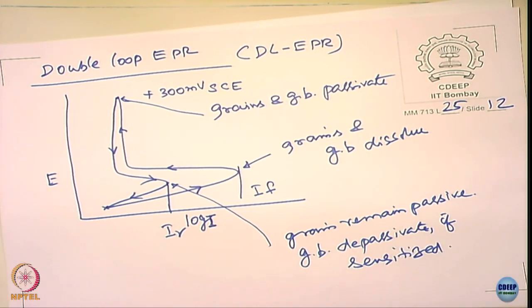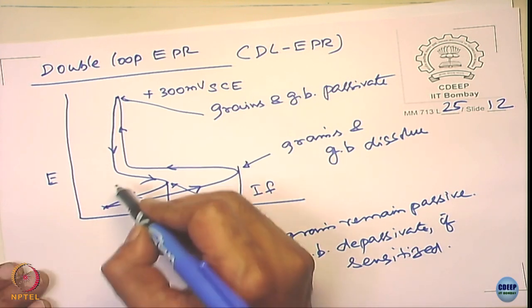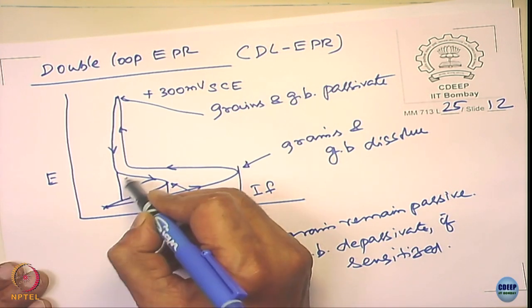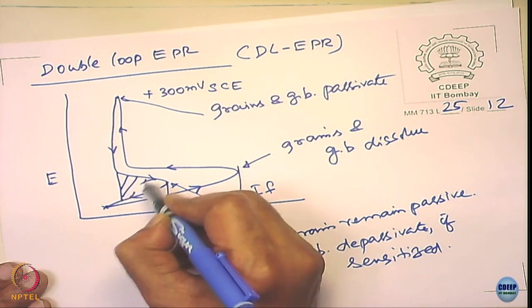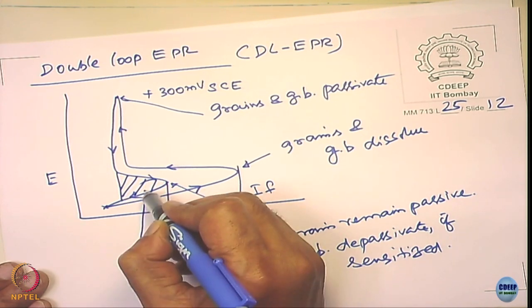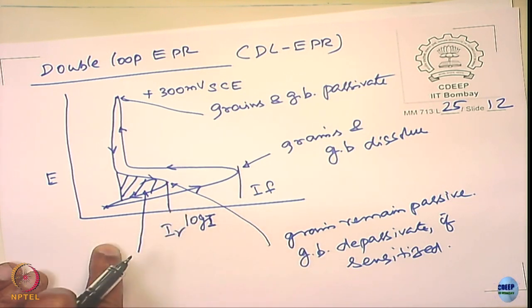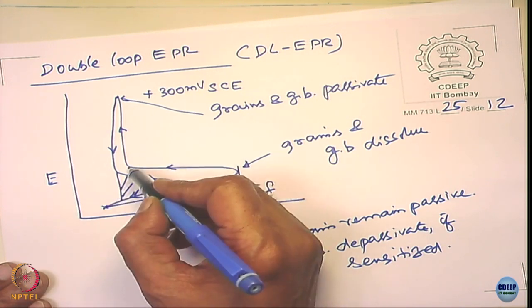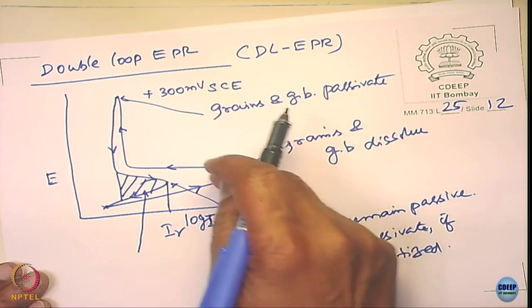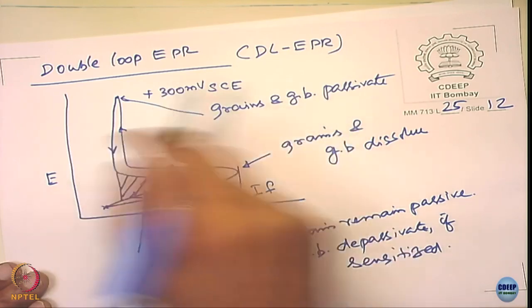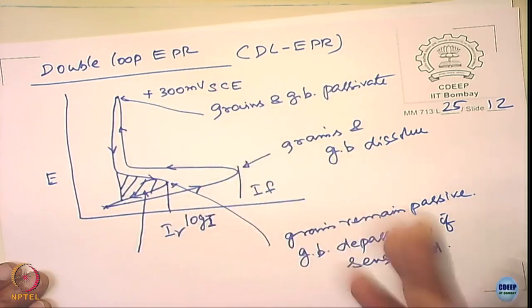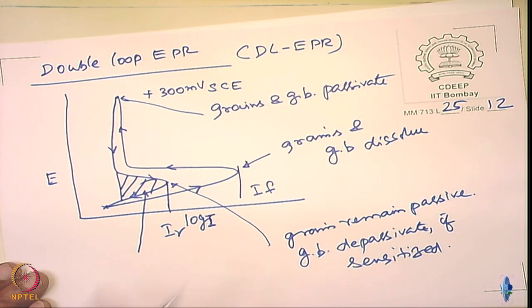Okay. Now, that means this current, if you can integrate, corresponds to what? Corresponds to the dissolution of the grain boundary, and if you integrate this one, it will correspond to the overall material, right. So, you do not have to integrate also.